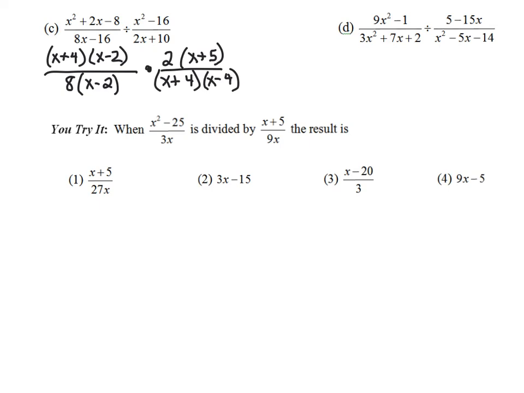Canceling off like factors, x minus 2 cancels with x minus 2, x plus 4 with x plus 4, and 2 and 8 can both be divided by 2. So the result should be x plus 5 over 4 times x minus 4.